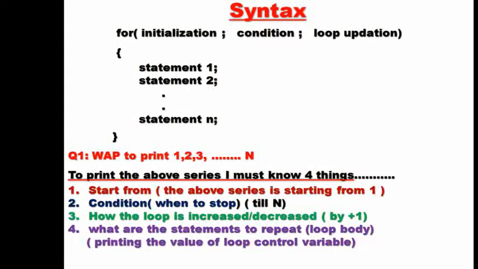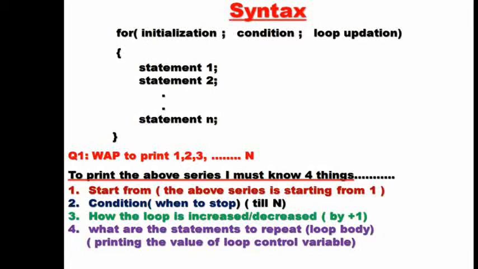Now, using the above syntax, we will write a Java program that will print 1, 2, 3, 4 till n, the user's choice. N will be asked from the user, where to stop. That value will come from the user and be stored in n, and my loop will go till n. Now when you print this series, you have to keep 4 things in mind.